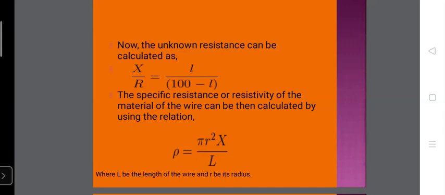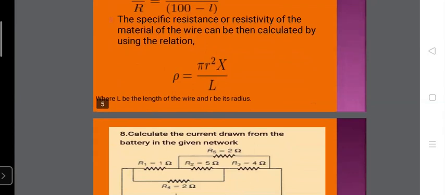The use of thick copper strips minimizes the error due to the resistance of connecting wires, as they have negligible resistance. Why do we use copper strips in the meter bridge? We use copper strips in the meter bridge because it minimizes the error due to the resistance of connecting wires, as they have negligible resistance. Clear? So I think these two topics, meter bridge and Wheatstone bridge, should be clear to you.